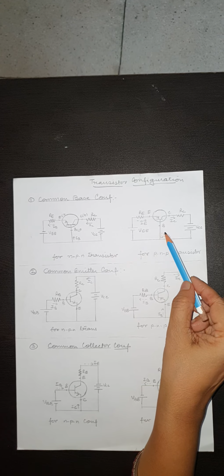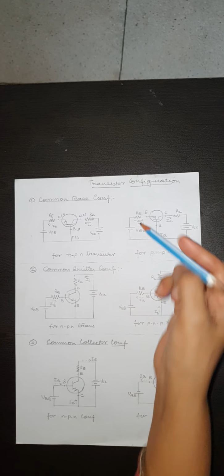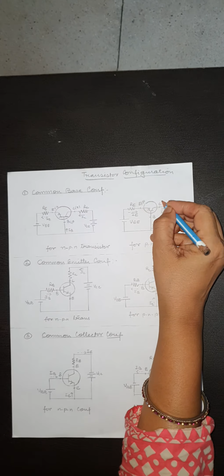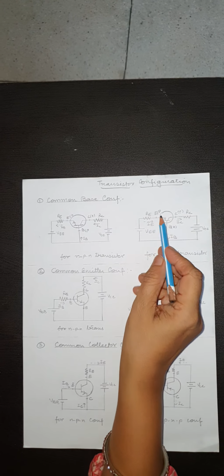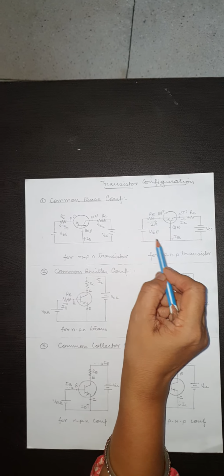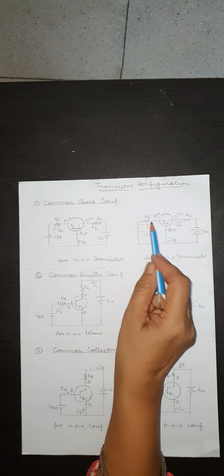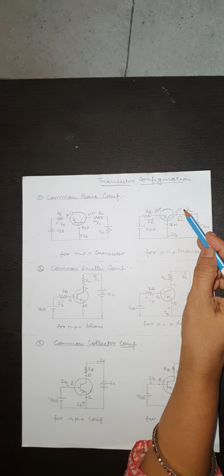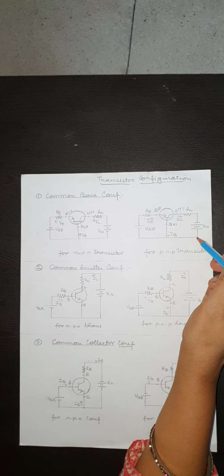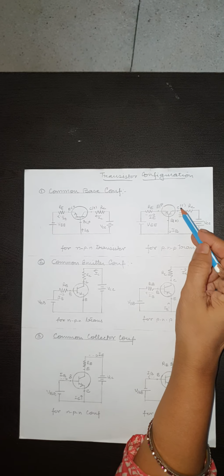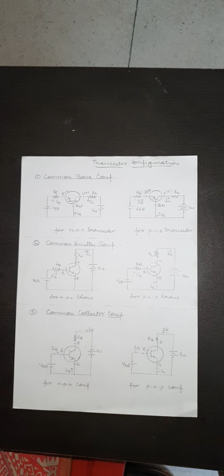In case of PNP transistor, this emitter is P type, this is P type and base is N type. P is connected to positive, N is connected to negative, means emitter base junction is forward bias. P is connected to negative and N is connected to positive, means collector base junction is reverse bias. Next is common emitter configuration.